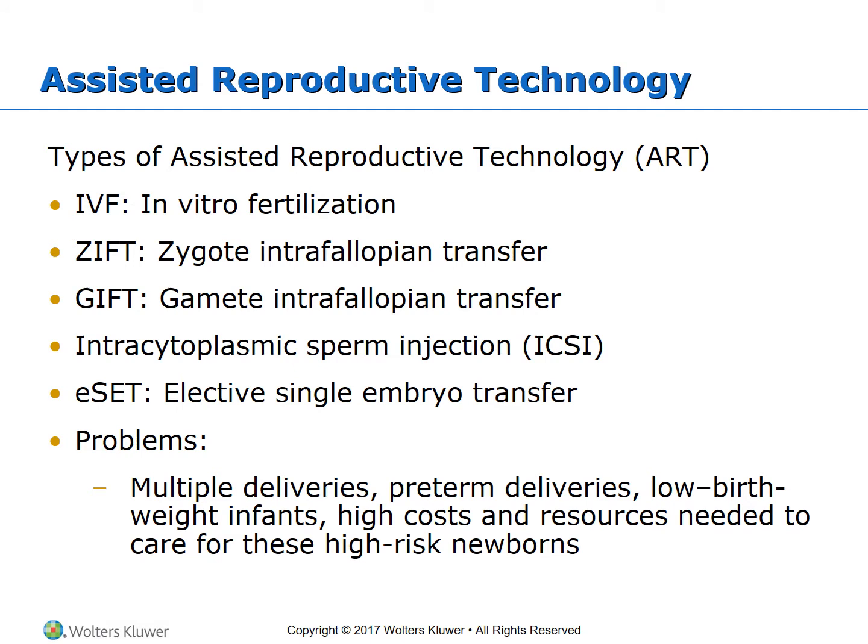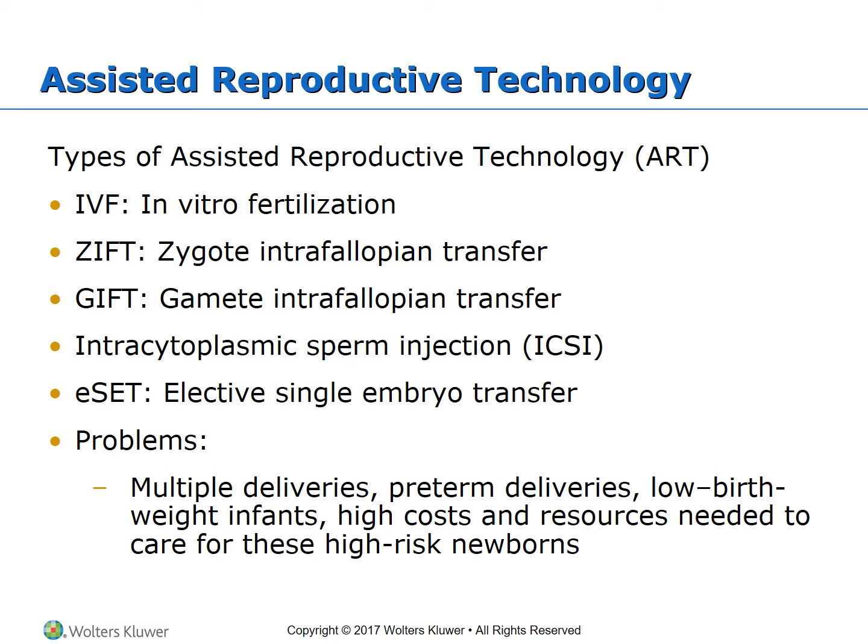Types of assisted reproductive technology. IVF is in vitro fertilization that removes a woman's egg and combines it with the sperm in a petri dish. Fertilization of the egg by selected sperm occurs outside the body. Embryos are left in the petri dish for 3 to 5 days, then implanted in the uterus. One of the most common complications with ART is multiple pregnancies.